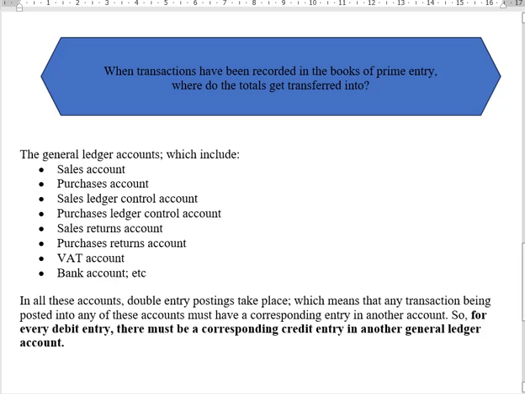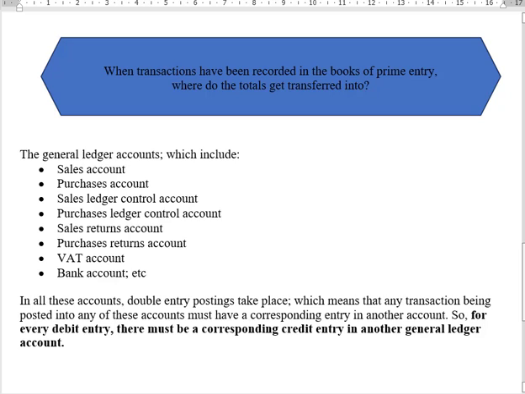In all of these accounts, double entry postings take place, which means that any transaction being posted into any of these accounts must have a corresponding entry in another account. So, for every debit entry, there must be a corresponding credit entry in another general ledger account.